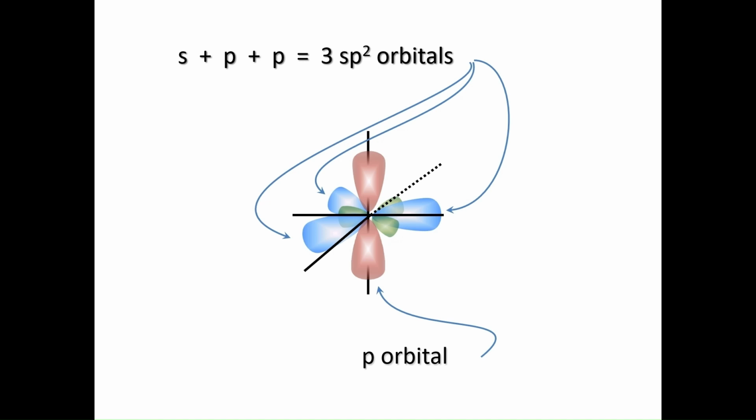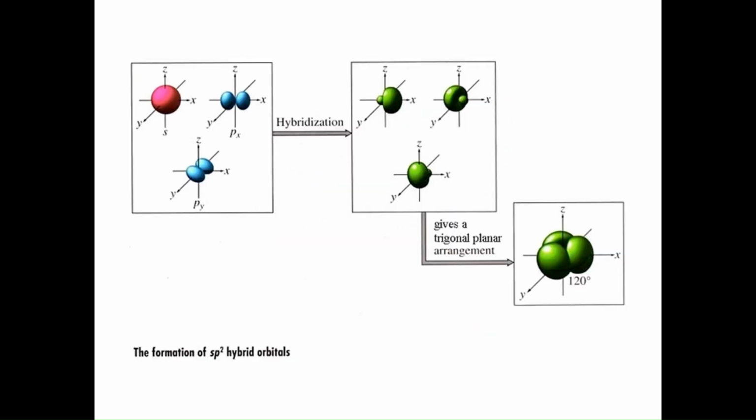This p orbital will be instrumental in the formation of a double bond. It is used to create a second type of orbital overlap with another bonded atom. Here you can see the three ground state orbitals before hybridization and the three sp2 hybrid orbitals after hybridization. These three hybrid orbitals have different orientations in space, and when placed together, create this trigonal planar arrangement.